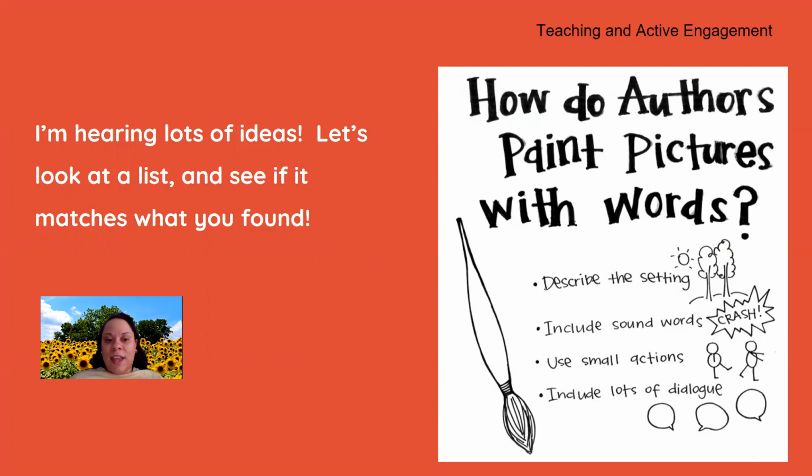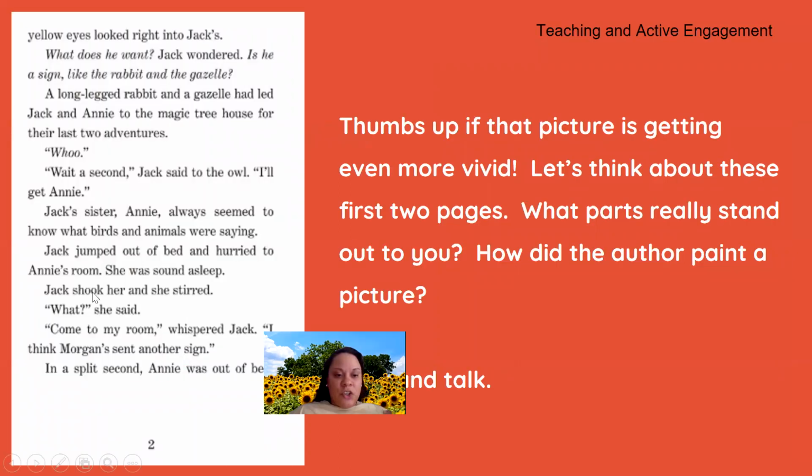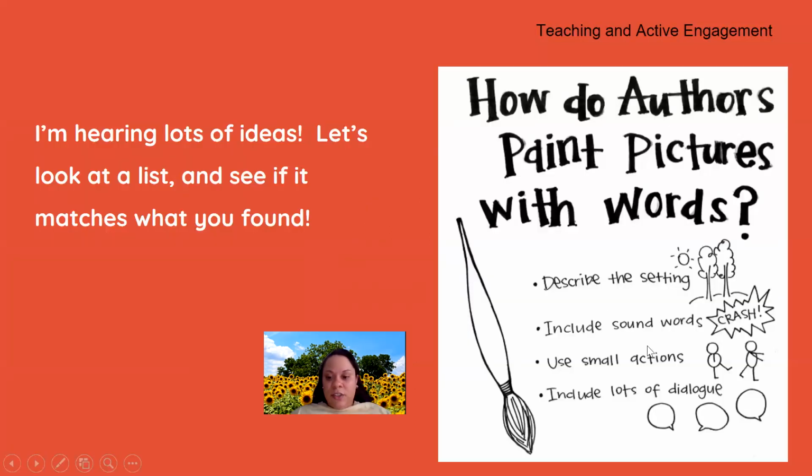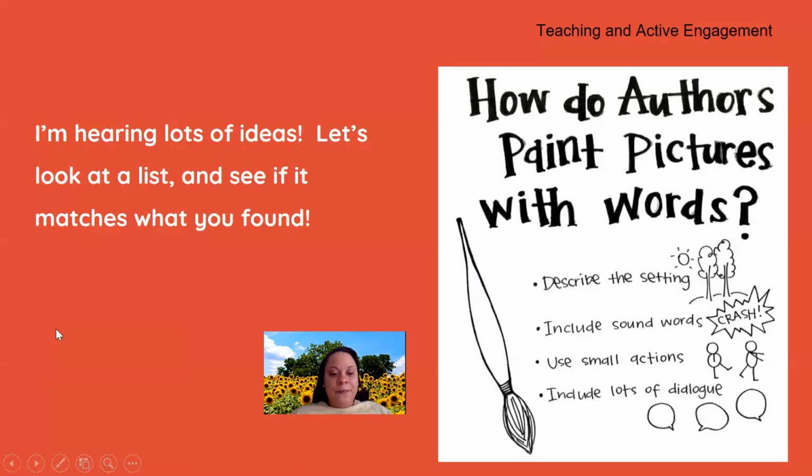Small actions. Okay, what do we mean by small actions? Like this. Jack shook her. That's an action. She stirred. That's an action. So the author put small actions, and they included lots of dialogue. What's dialogue? Dialogue is when you see these quotation marks. It's when the character is talking, okay? So by the author describing the setting, including sound words, using small actions, and including lots of dialogue, we were able to paint an amazing picture in our heads.